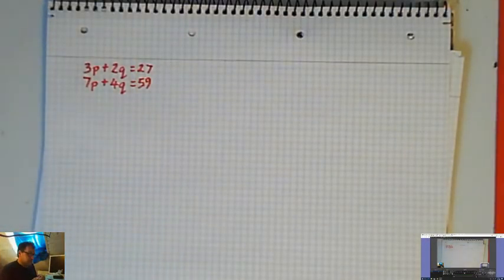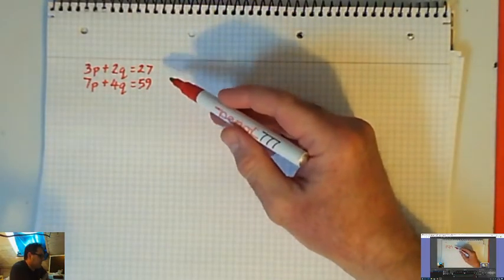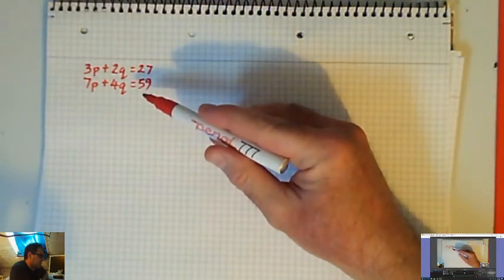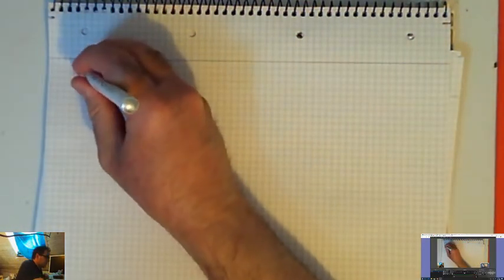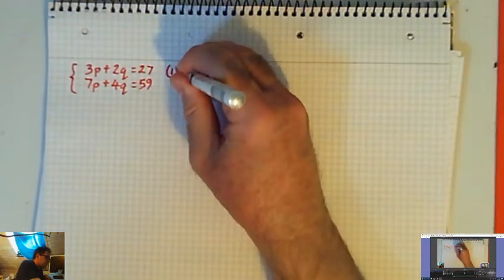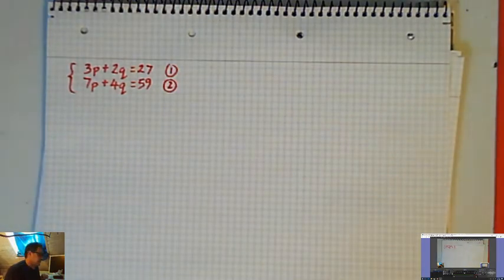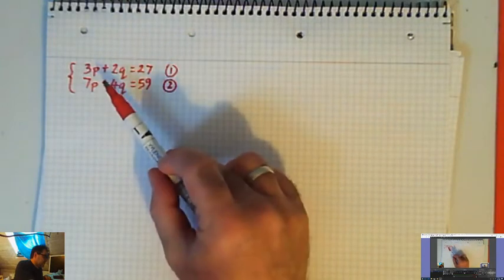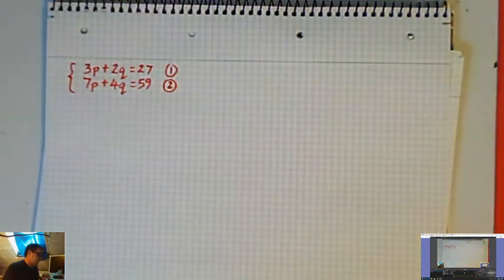So the first question was 3p plus 2q equals 27 and 7p plus 4q equals 59. So that's two equations that belong in a pair together, and I'm going to label them as 1 and 2, equation 1 and equation 2. And our job here is to try and find a value of p and a value of q that works in both of the equations at the same time, simultaneously.